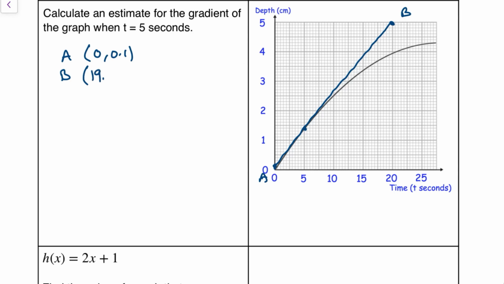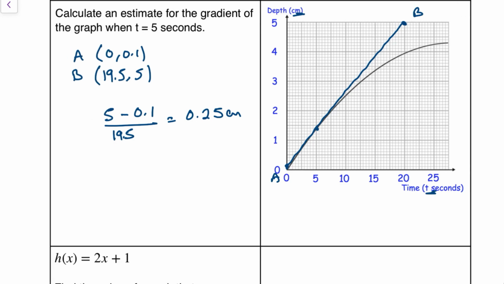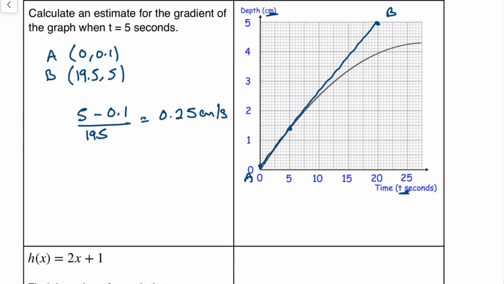So 19.5 against 5, which means my gradient, the thing it wants, is going to be 5 minus 0.1 divided by 19.5 minus 0, which is going to be 0.2512820513, which is way too accurate. So I think close enough, and even this is a bit too accurate, is 0.25. What's my units? Centimeters from here over seconds from here. So centimeters per second. Question done.